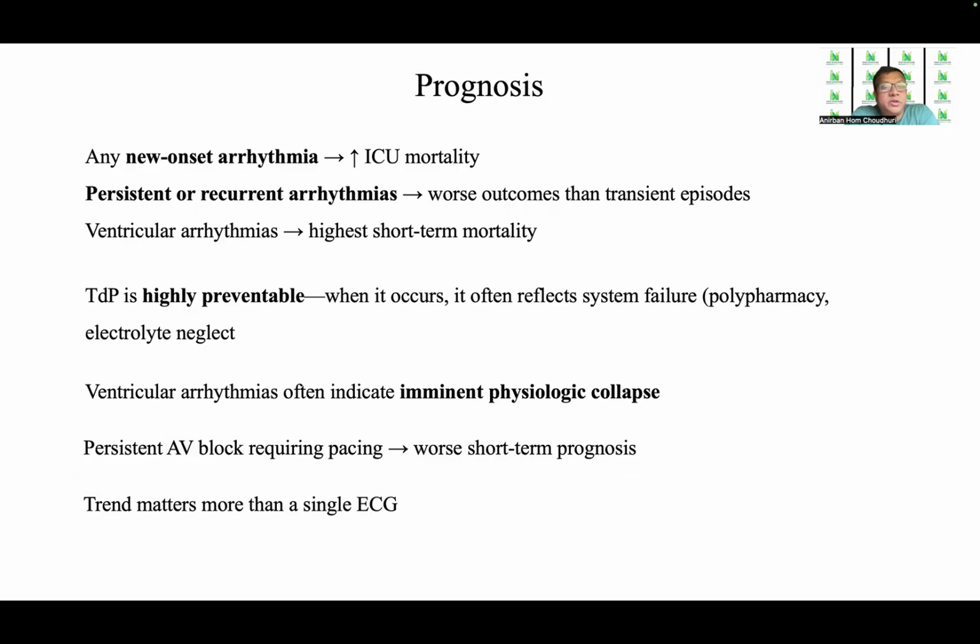So what is the prognosis? Any new onset arrhythmia increases ICU mortality. Persistent or recurrent arrhythmias have worse outcomes than transient episodes. Ventricular arrhythmias have the highest short-term mortality. Torsades de pointes is highly preventable. When it occurs, it often reflects a system failure, that may be because of polypharmacy failure, electrolyte neglect, whatever it is.